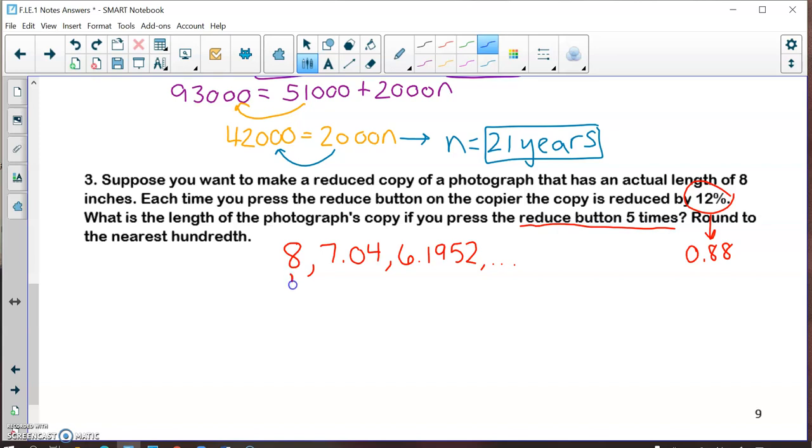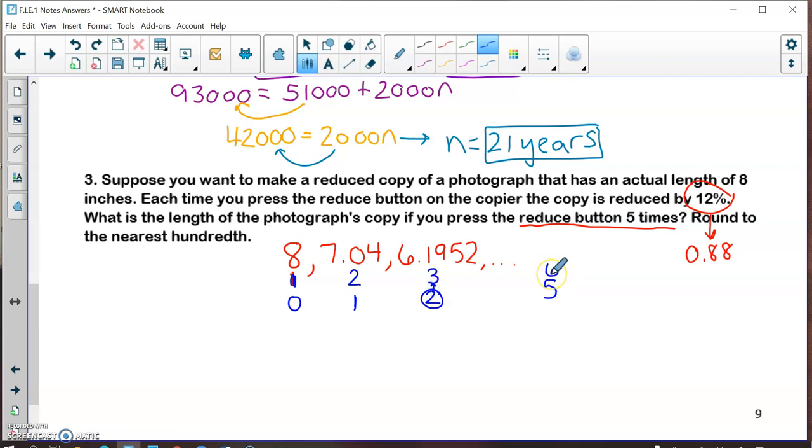So, the first term of your sequence was when you pressed the reduce button 0 times. The second term of the sequence was when you pressed the reduce button once on the copier. The third term of your sequence was when you pressed the reduce button twice. So if we want to press the reduce button 5 times, again, the number of times that you press the reduce button is 1 less than the term number.